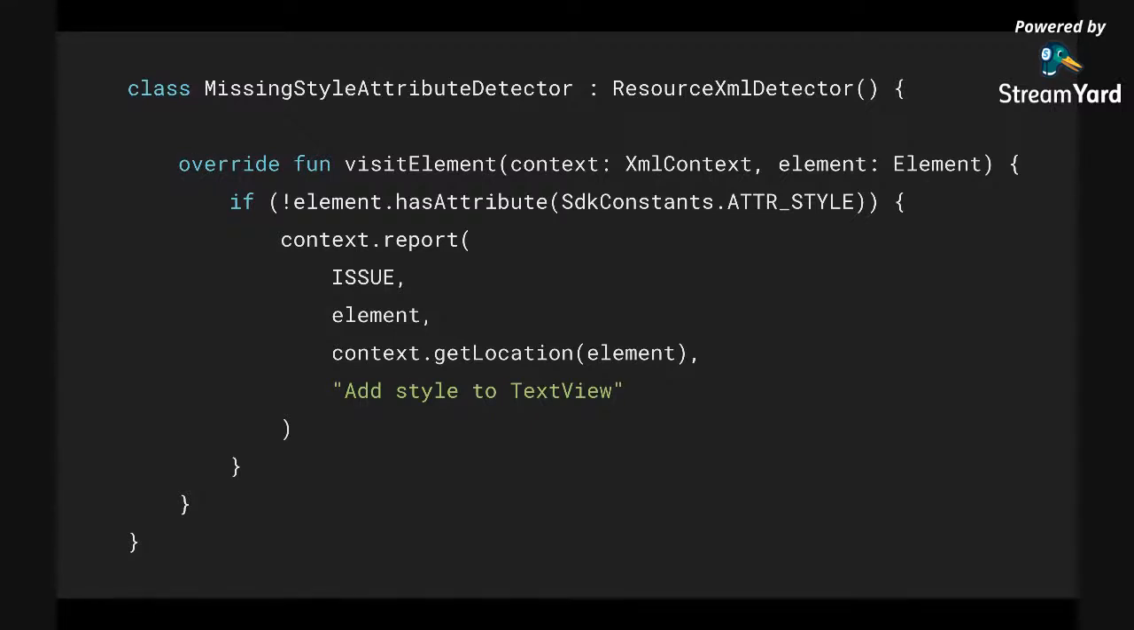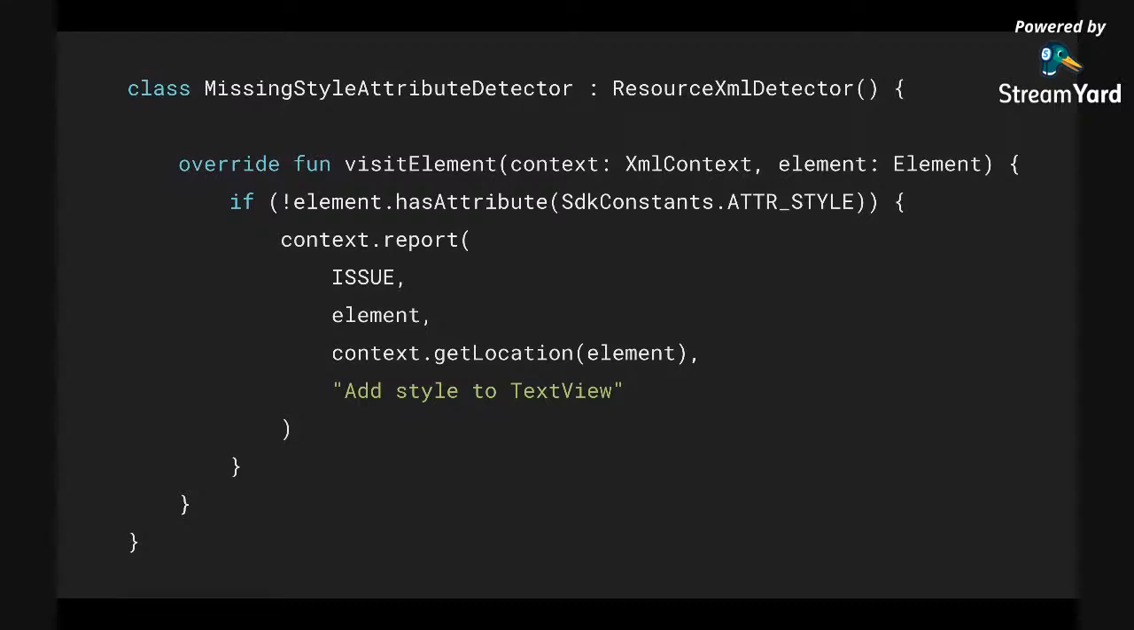The element here is our text view. So we check if the element has an attribute called style. Again, we are using a constant here instead of hard coding style. If the element doesn't have the attribute style, then we report that lint issue. And while reporting, the first parameter is the issue, and this is the same issue you had created in the beginning. The element is the widget or any file type or anything that your rule should show for. That's your element, and also the location where it needs to show.